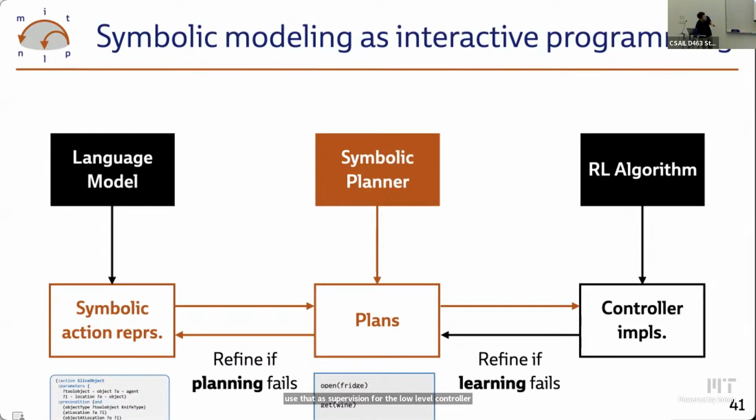Quick question about parsimony. Is that something that you impose explicitly on the plan or the program, or is it kind of implicit from the feedback?